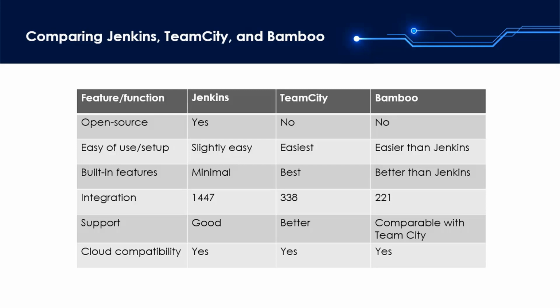TeamCity ranks highest in terms of built-in features that these tools provide, while Bamboo is not that far behind. The same cannot be said for Jenkins, which ranks quite low in this criteria. When we consider integrations and plugins, Jenkins' ecosystem of plugins is quite massive and cannot be compared with TeamCity and Bamboo, whose integration and plugins are quite far behind Jenkins. In terms of support, TeamCity and Bamboo are equally ranked ahead of Jenkins. They both offer equally better support than Jenkins as commercial tools with dedicated support structures.